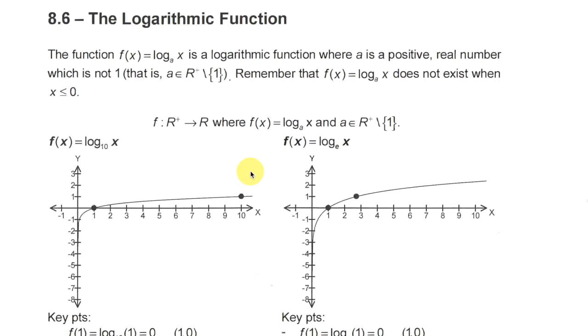Section 8.6, log functions. This is quite a large section, but by the end of this section you should be able to recognize various log graphs, describe transformations of a particular log function from the standard log function, sketch various log functions, better understand the inverse relationship between exponentials and logs, and finally use log functions to model real-life situations. So that's what we'll be covering in this section.